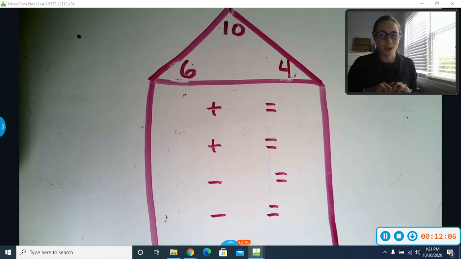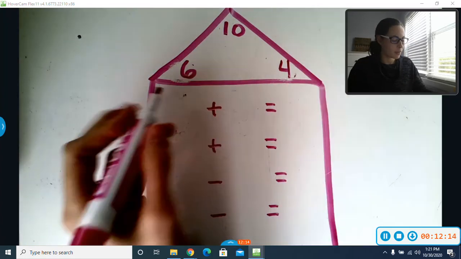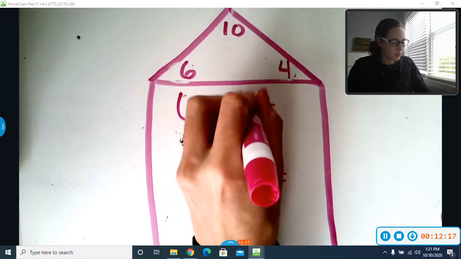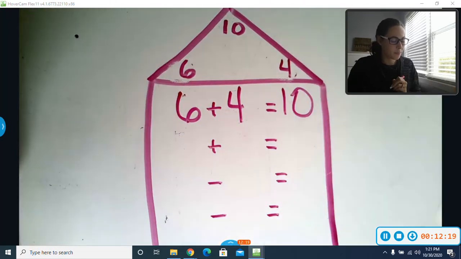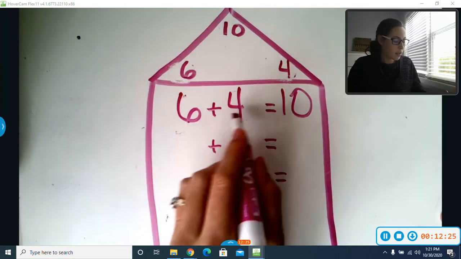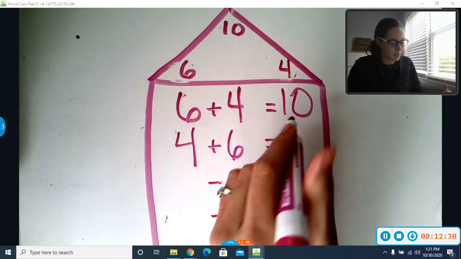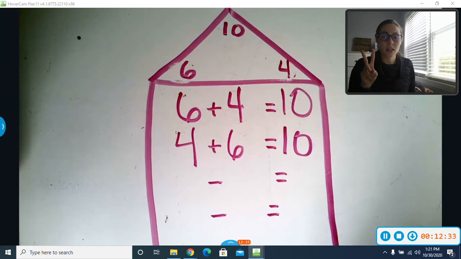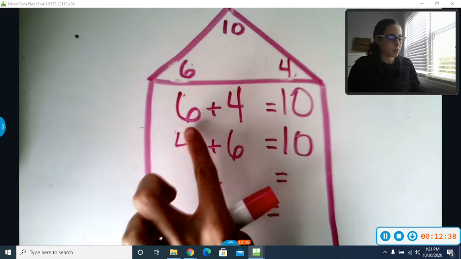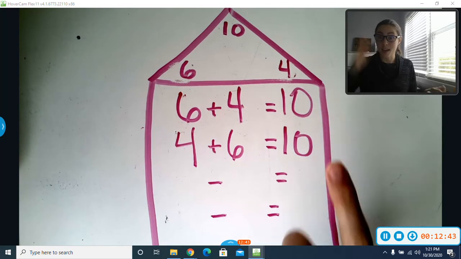Okay, let's see what you came up with. If I am starting with my adding, I'm putting my parts together. So I'm going to use my 2 bottom numbers in my roof. 6 plus 4 equals 10. Okay, now if you did 4 plus 6 equals 10 first, that's okay too. Either way, you need to switch or flip-flop those parts to make 4 plus 6 equals 10 as well. So your 2 adding number sentences, it doesn't matter what order they go in, but you should have 6 plus 4 equals 10 and 4 plus 6 equals 10. Okay, if you got that, pat on the back.